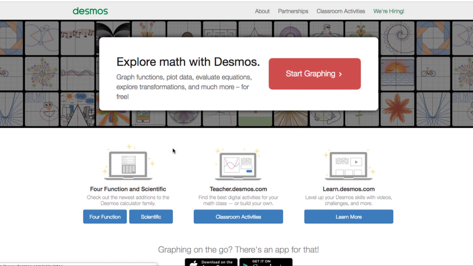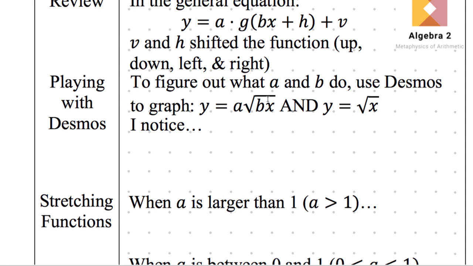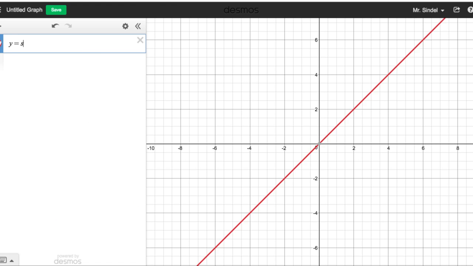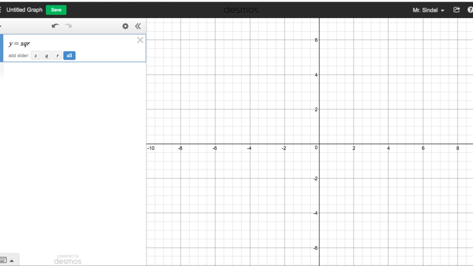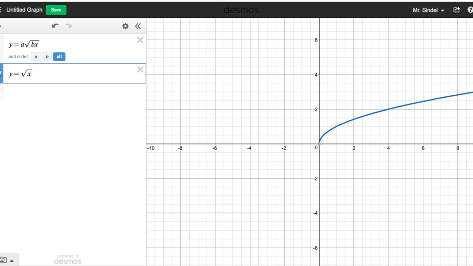Desmos.com. Go and start your graphing. All right, we are going to graph two functions. The two functions that we will graph are y equals a times the quantity square root of bx. Hint, hint, you can type in that square root function by typing sqrt, and it will pop up with the square root. So if I type in y equals sqrt, see, as soon as I hit the t button, boom, it turns into the square root. So square root, oh, I need a bx, and I need an a on the outside. I also need y equals just the normal square root of x.